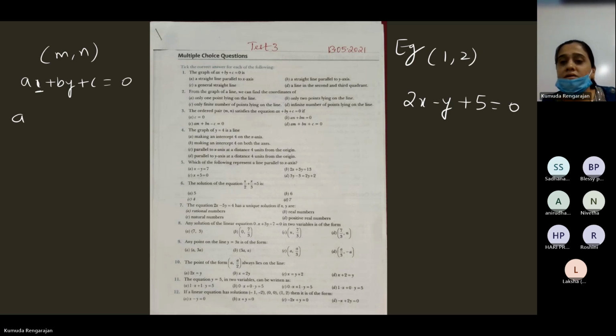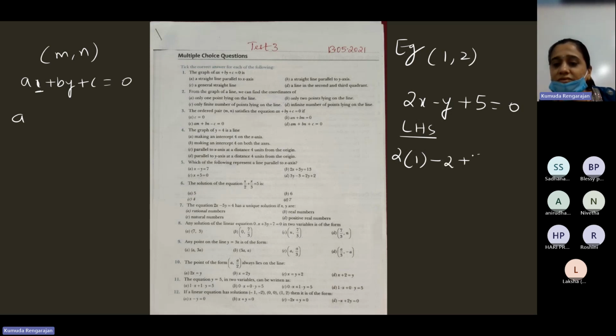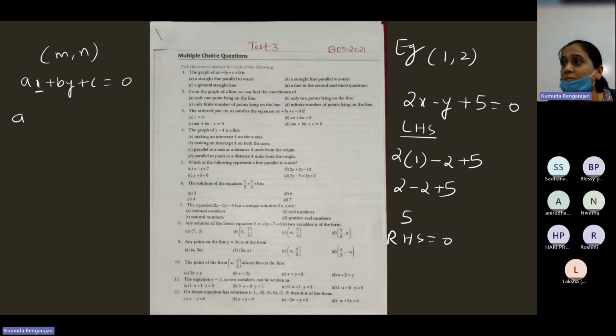Now, if we have to check if (1, 2) satisfies this equation, what should you do? You take the LHS and in place of x, put 1, and in place of y, put 2. So 2 into 1 is 2, minus 2, plus 5. So you get 5. But what is the RHS? It is 0. So (1, 2) does not satisfy the equation 2x minus y plus 5 is equal to 0.